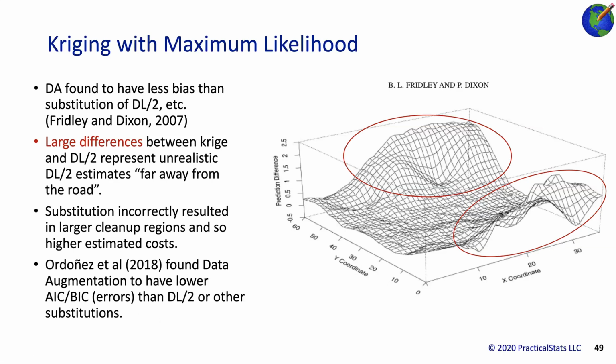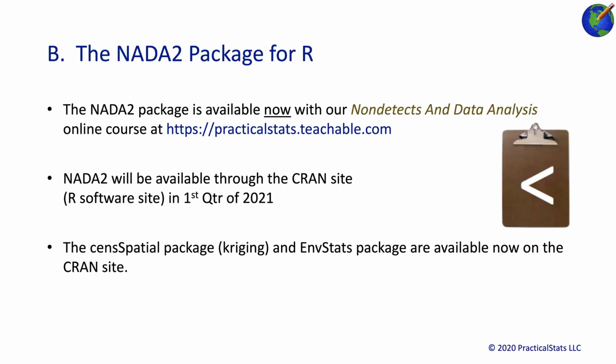So all of this stuff has been studied, and substitution never wins. That is a quick survey of the many types of things that you can do. And I haven't even shown you everything. I didn't compare data to standards and a few other things. I didn't show you everything in the NADA2 package.